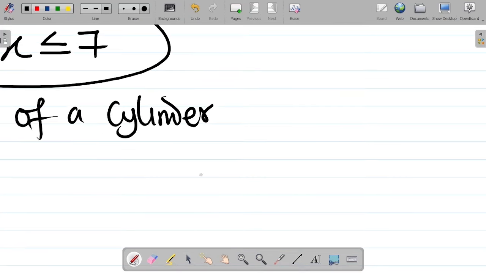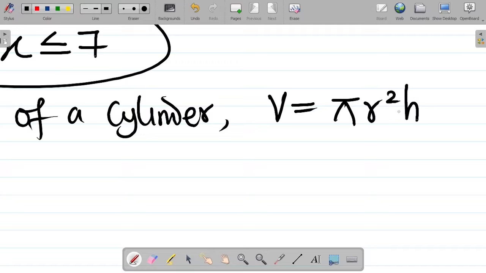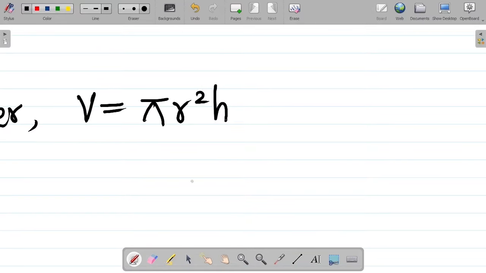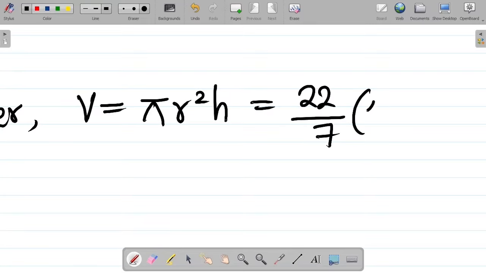Now for the volume of a cylinder, the formula is V is given by pi r squared h, where r is the radius and h is the depth. From here, this is equal to pi, which we are asked to take as 22 over 7, times r squared. The value of r is 1 and it's being squared, times h. The value of h is 14.